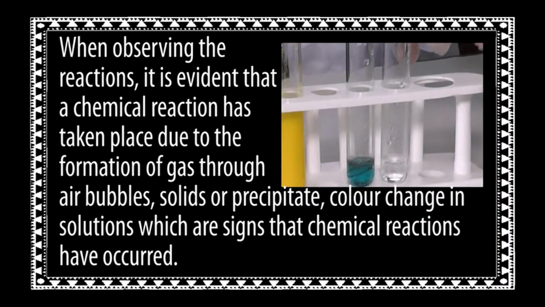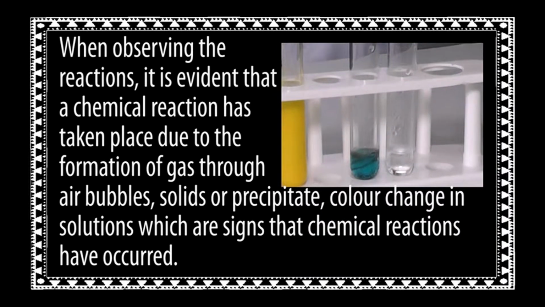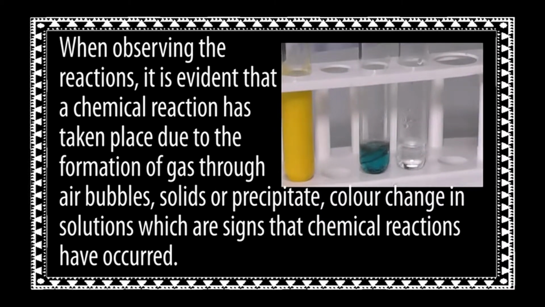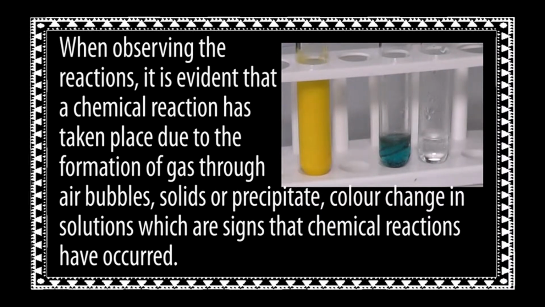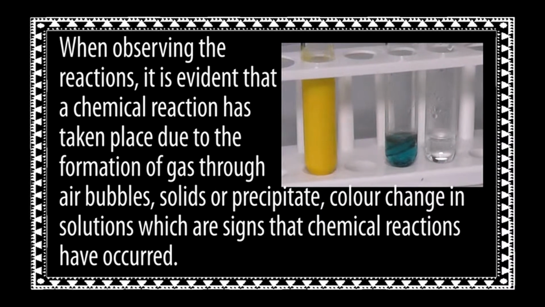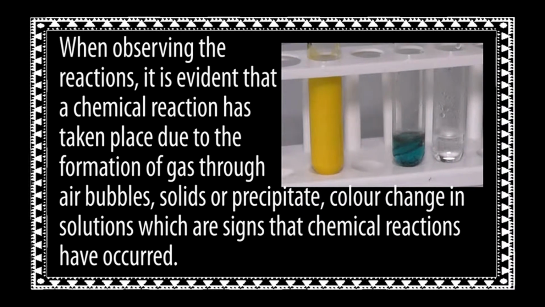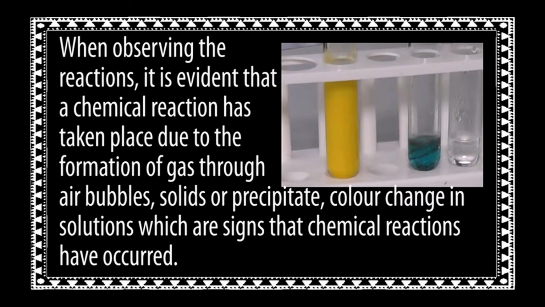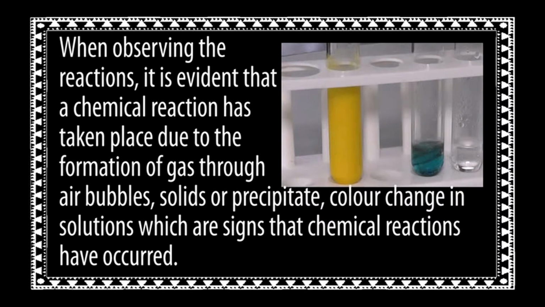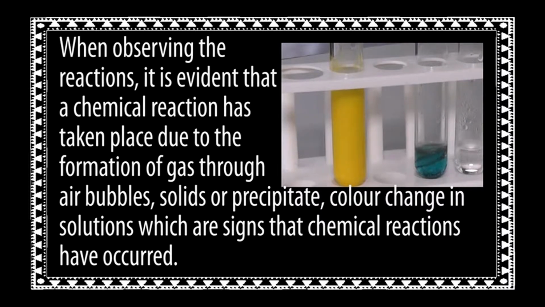When observing the reaction, it is evident that a chemical reaction has taken place due to the formation of gas through air bubbles, formation of solid or precipitate, and the color change in solution. These are all signs that chemical reactions have occurred.